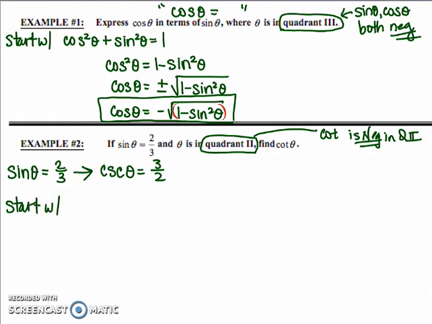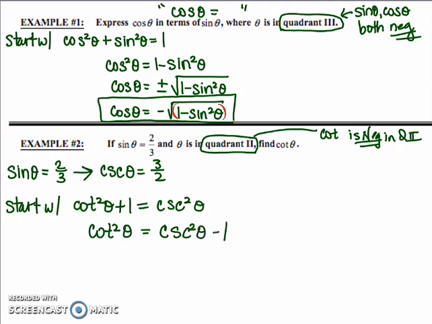That is cotangent squared theta plus 1 is equal to cosecant squared theta. And I'm going to be solving for cotangent. So the first thing I'm going to do is subtract the 1 over to the other side. So I'm going to have cotangent squared theta equals cosecant squared theta minus 1.